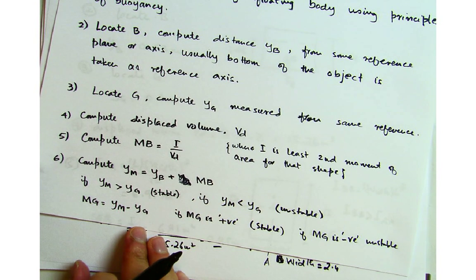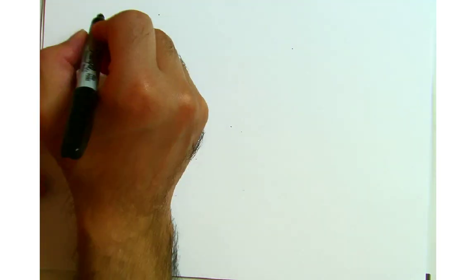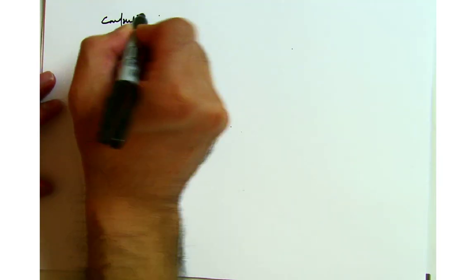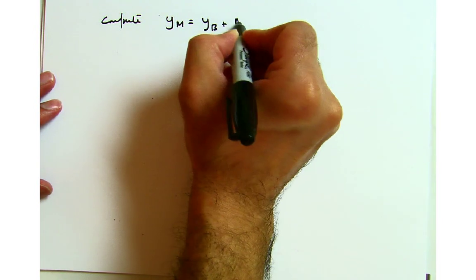So the last quantity is we have to compute Ym, which is Yb plus Mb. So after this I'm going to compute Ym, which is Yb plus Mb.